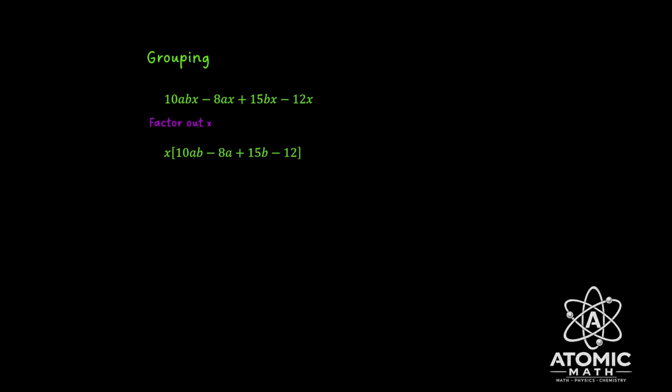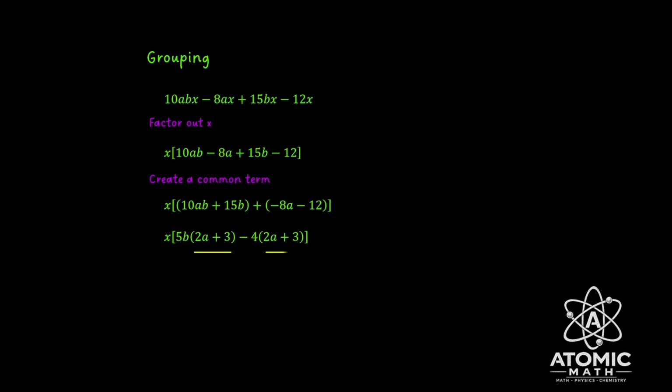But if I look at the 10ab and the 15b, they both share a factor of 5b. And if I look at the minus 8a and the 12, they both have a factor of 4. So let's create a common term. If we have 10ab plus 15b and then minus 8a minus 12, we can factor out a 5b out of the first term and a minus 4 out of the second. Now you notice by doing that, I'm creating two terms that are the same. And that's the whole goal. This doesn't work if you can't create two terms that are the same.